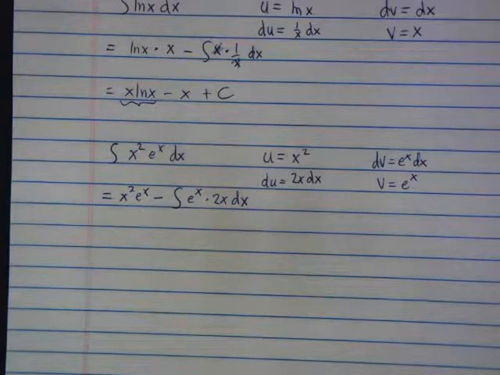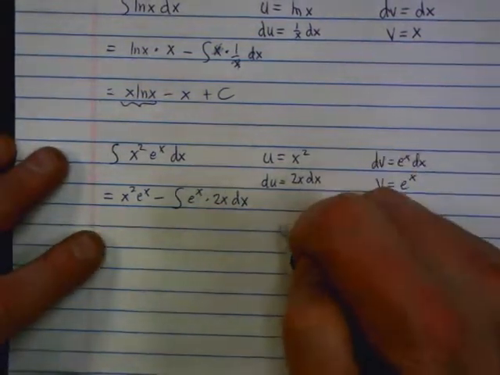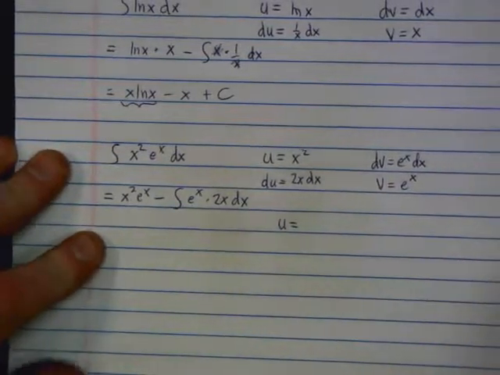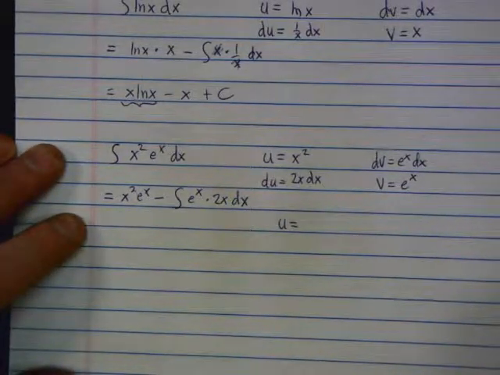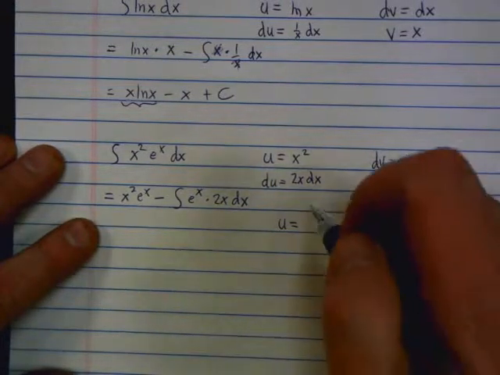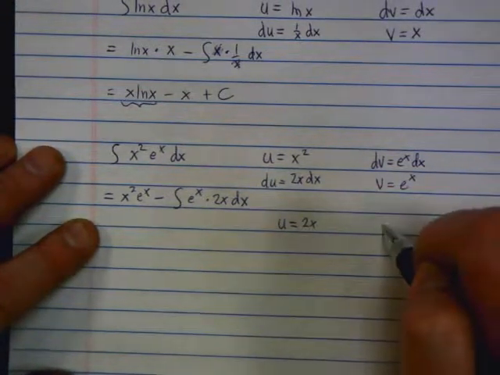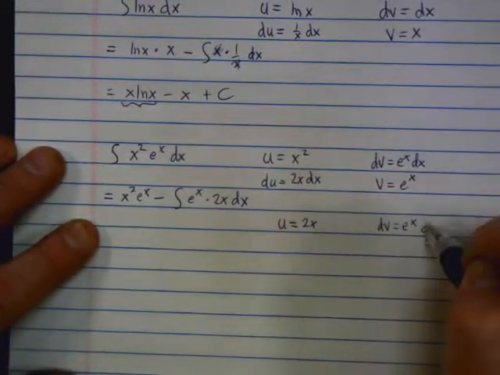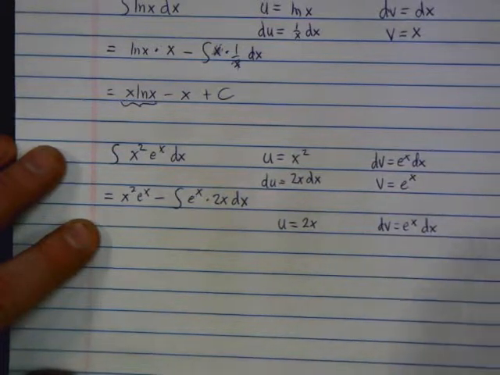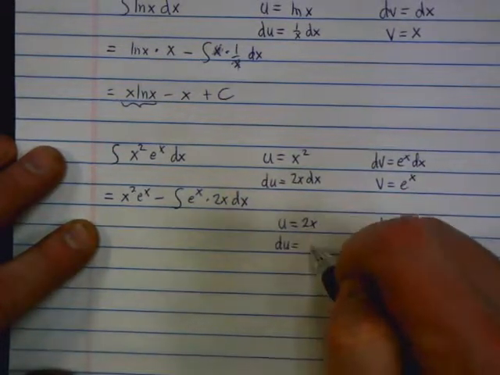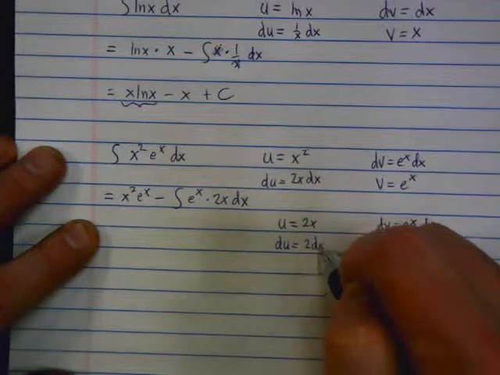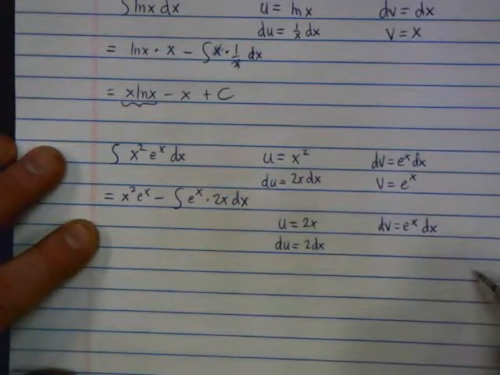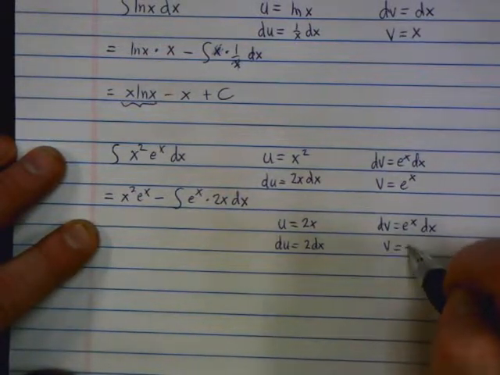So that tells me, what do I have to do? I have to do integration by parts again. So I do it again. This time we're going to pick u to be 2x, the algebraic thing again. U is 2x. So dv is e to the x dx. I differentiate. du is 2 dx. I integrate. V is e to the x.